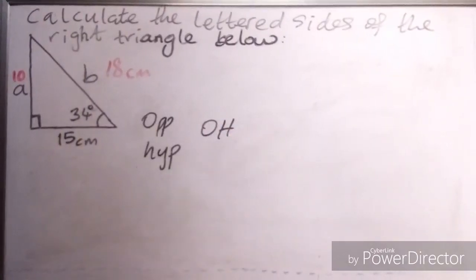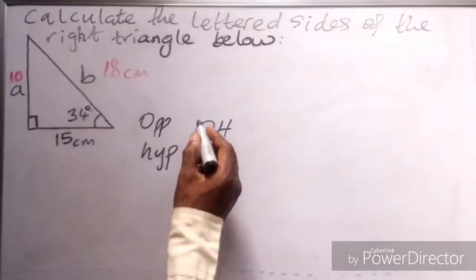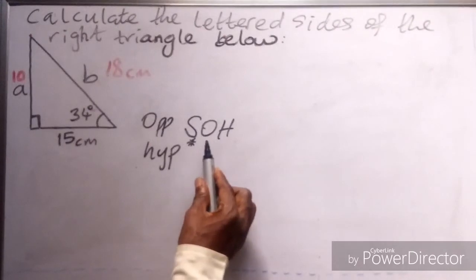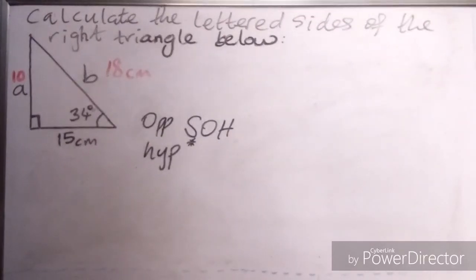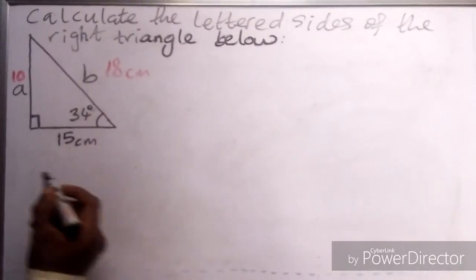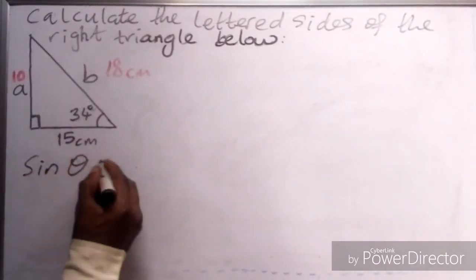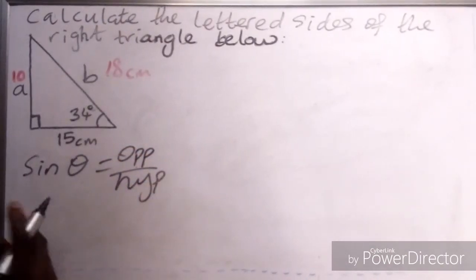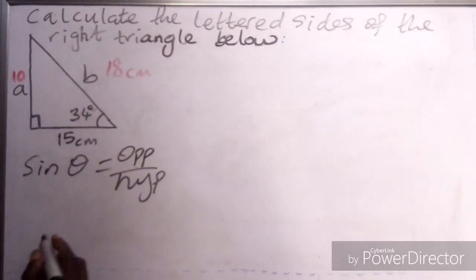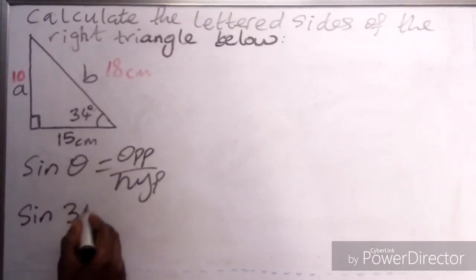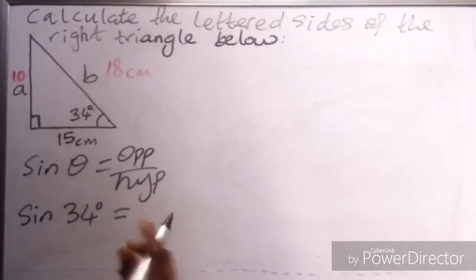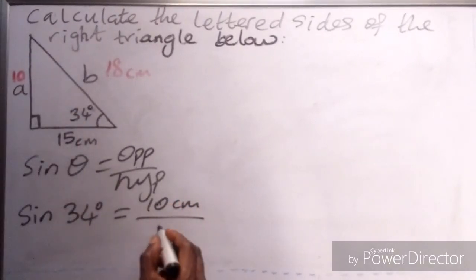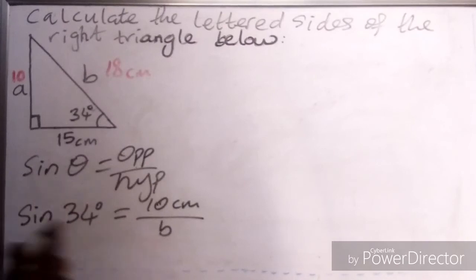And from our SOHCAHTOA, we see that what we have is SO, which is sine, representing opposite over hypotenuse. So we are using sine. Remember that sine theta is equal to opposite over hypotenuse. Theta in this case is 34 degrees. So we say sine 34 degrees is equal to the opposite, which is 10 centimeters, over the hypotenuse, which is B. At this point, we are going to cross multiply.